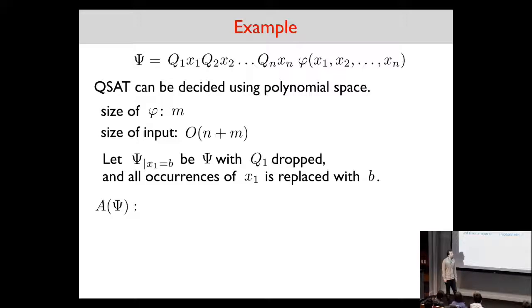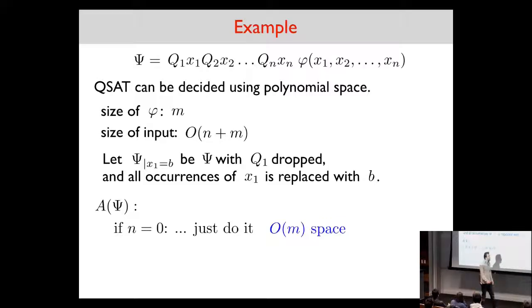Okay, so that's just a notation. Now here is the algorithm that's going to decide this problem. A is the algorithm, takes a quantified Boolean formula as input. The first thing we're going to do is check, is n equal to 0? If n equals 0, there are no quantifiers, and your formula phi consists of just constants. So in this case, you just compute it. I'm not going to tell you how, but you just compute it, and that takes about big O of m space.